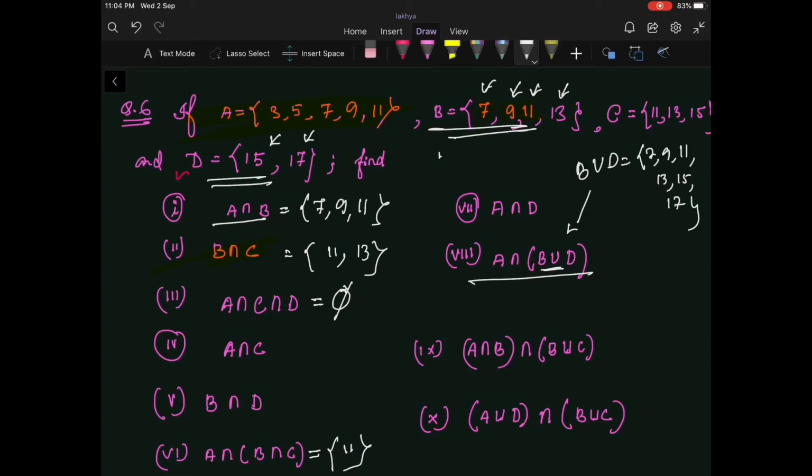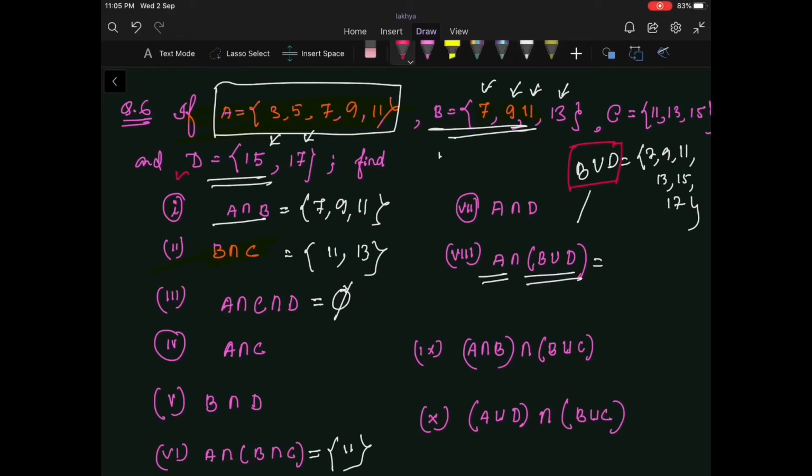Now we are going to find the intersection of this and set A. So now we are going to find the intersection of set A and B union D. In order to find this, we have to check what are the common elements in set A and in B union D.